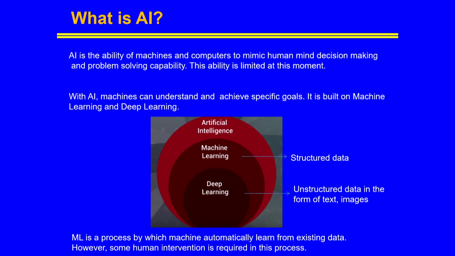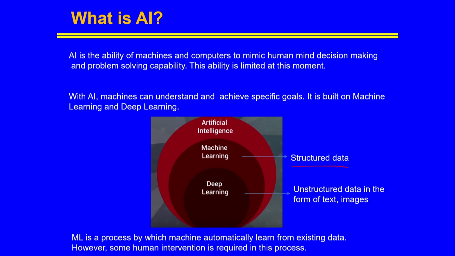Under this AI you have two important aspects. One is called machine learning, where you use structured data. Structured data means data which has both the columns of input and output. The other one is deep learning, where you can use unstructured data in the form of text, images, videos, whatever. So, these two together form the AI domain.